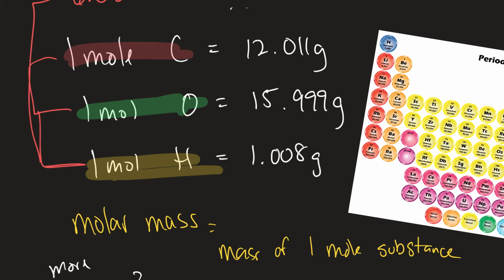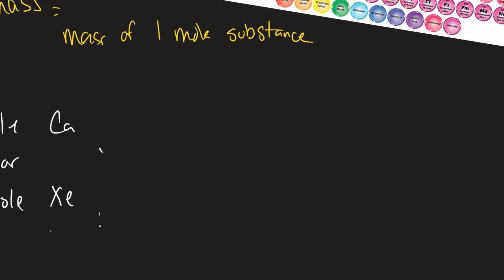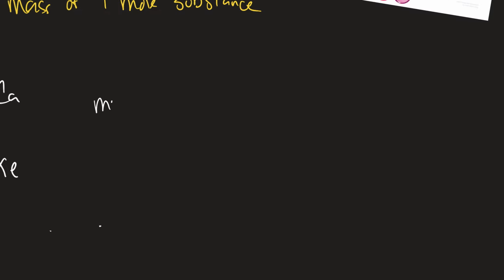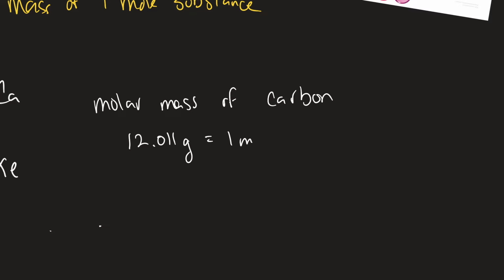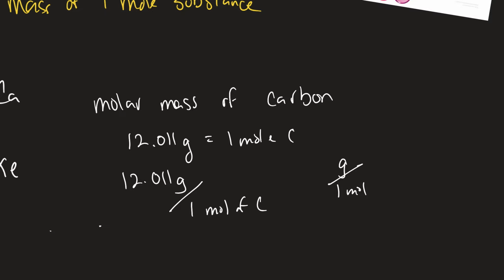Okay, and so if I were to ask you, what is the molar mass of carbon? Well, what we do know is that for carbon, there's 12.011 grams for every 1 mole of carbon. The way that we typically write this is 12.011 grams per 1 mole of carbon. So the units for molar mass are grams per 1 mole, or grams per mole.